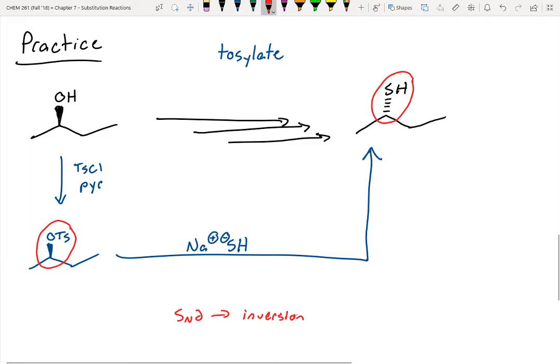So what sort of solvent would I prefer to run this in if I really want to favor SN2 and I don't want any competing SN1 reactions? Should I use polar protic or polar aprotic? Aprotic. Okay.